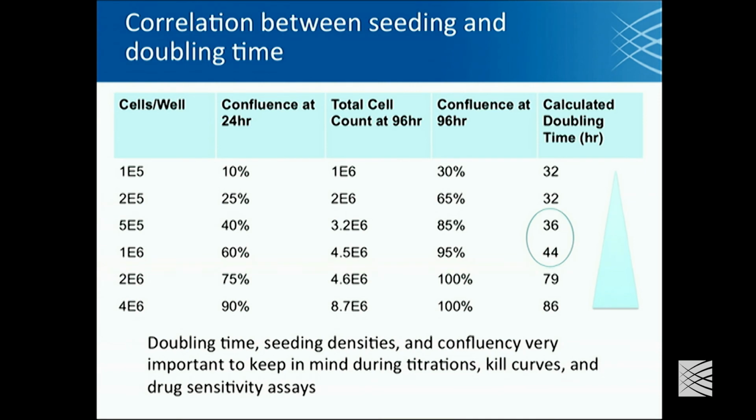So you can see that if seeding at 1 million cells, after 96 hours you get a 95% confluence, and given that, the doubling time is around 44 hours. Okay, so you're going to want to use this seeding density and keep it in mind for following titrations, kill curves, and sensitivity assays.